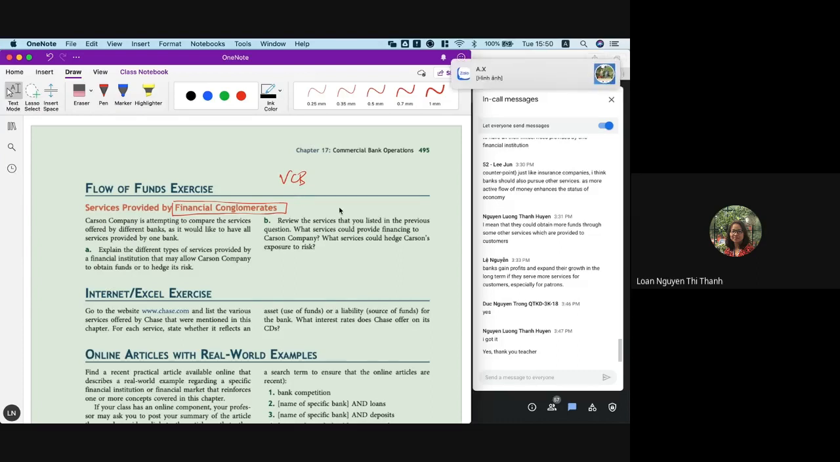So in the case of corporate clients, Cass & Company, they can use the services of a financial conglomerate to raise funds: obtain funds by issuing bonds, issuing stock, or obtaining loans. Issuing bonds means Cass & Company can issue bonds to the banks, to the conglomerate.